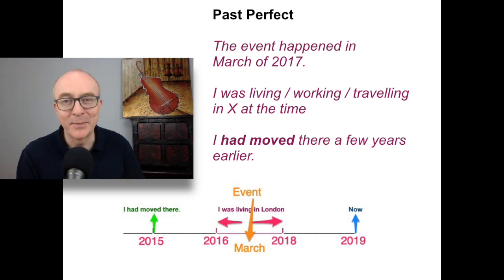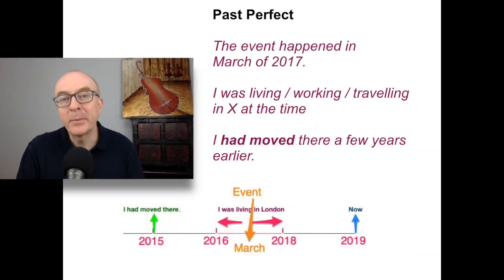That's why it's the past perfect. It's perfect past. I had moved there. So you can see the different tenses. The event happened in March 2017. Simple past. I was living in London at the time. Past continuous. And I had moved there a few years earlier. Past perfect. Isn't that beautiful?